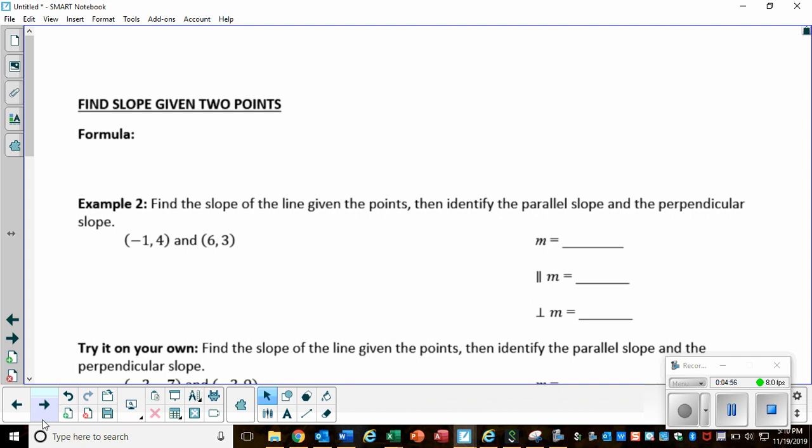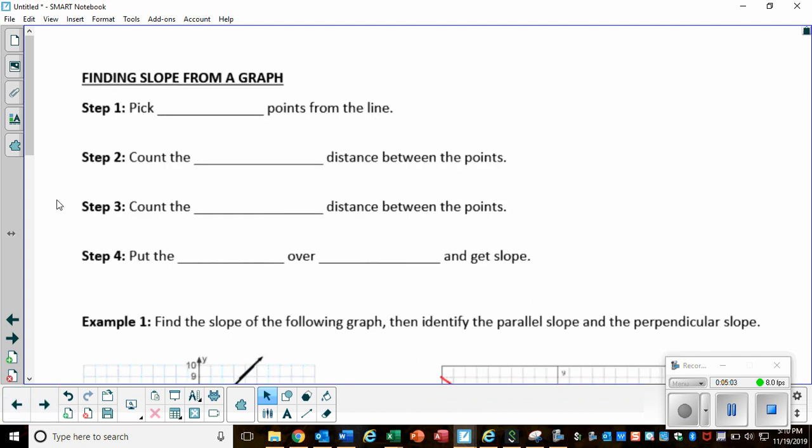You're pretty capable of doing rise over run because you did a lot of practice with that. Did I skip a page? Yeah, I did. I'm sorry, I'm all over the place. So, finding the slope from a graph.